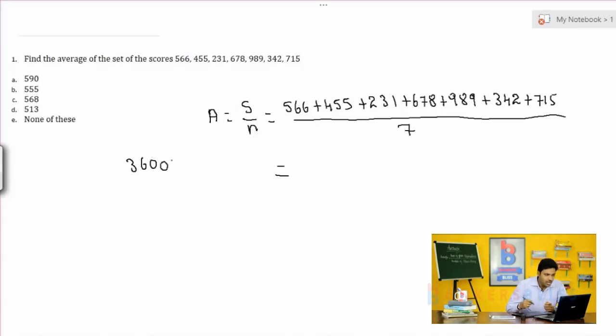Next, you have the remaining values 66, 55, 31, 78, 89. Here also you do the same procedure. In 66 you consider only 60. In 55 you consider only 50. In 31 you consider only 30. Like that you do for all the other numbers. So 60 plus 50, 110, 110 plus 30, 140, 140 plus 70, 210, 210 plus 80, 290, 290 plus 40, 330, 330 plus 10, 340.